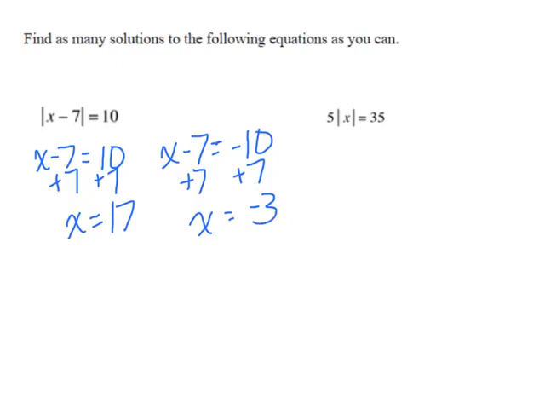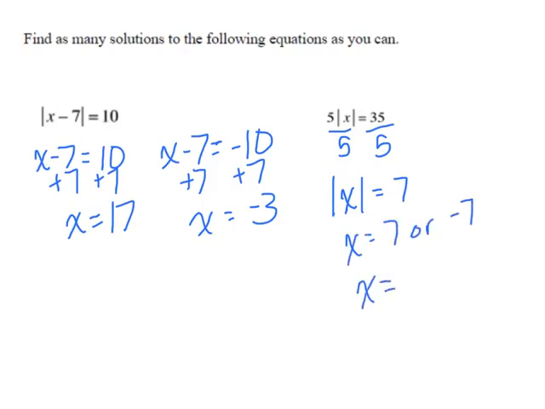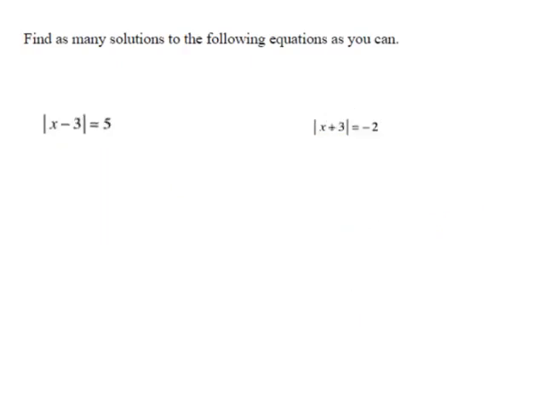Now for the next one, the 5 is on the outside of the absolute value. So first thing I want to do is undo the multiplication of 5 by dividing both sides by 5. Now I have the absolute value of x is 7. So x could be 7 or -7. Or I could also write that as x is equal to plus or minus 7. Use what you know about solving absolute value equations to tackle these two equations.